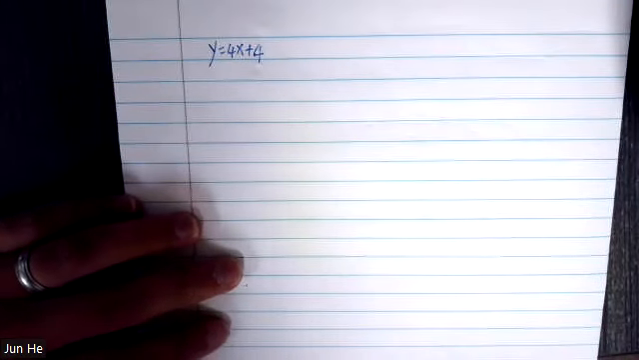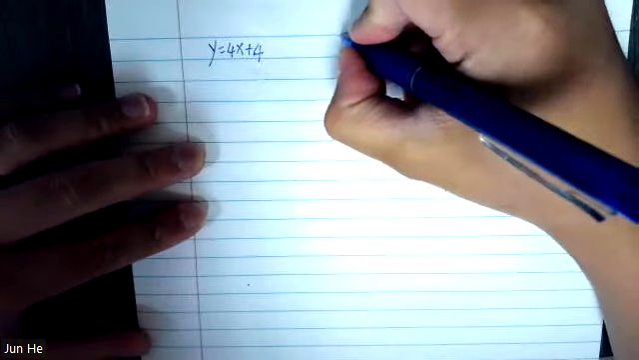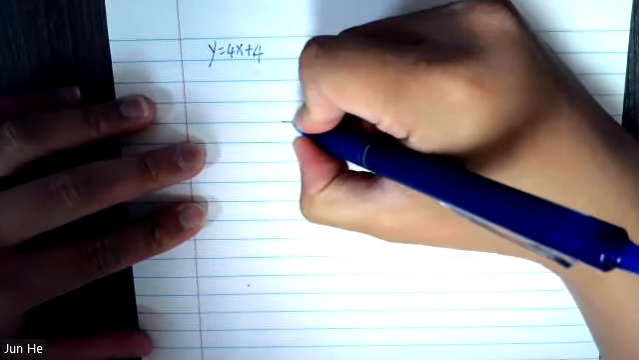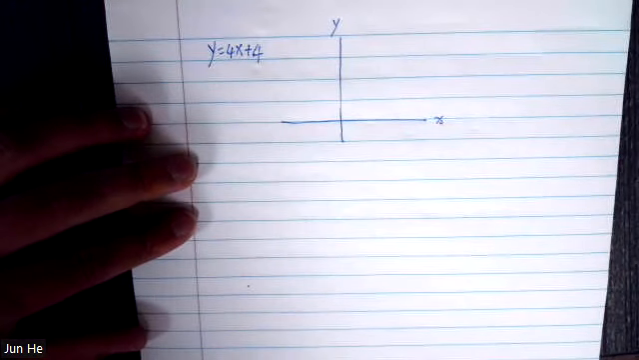This is an example of how to graph by hand the linear function. The linear function, as we have on our slides, is y equals 4x plus 4. And here, first, let's draw out the x-axis and y-axis, right?